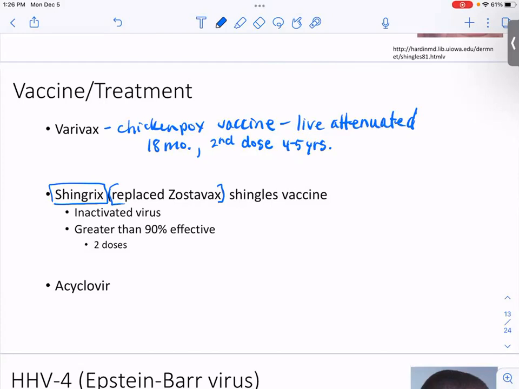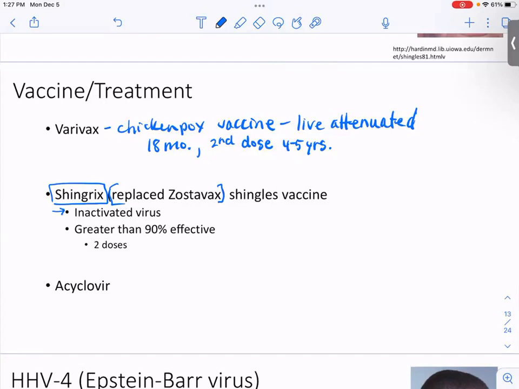It's an inactivated virus, so it's not a live virus. You take it in 2 doses. Unfortunately, there's a good bit of inflammation and side effects associated with this, especially after people have had the second dose.